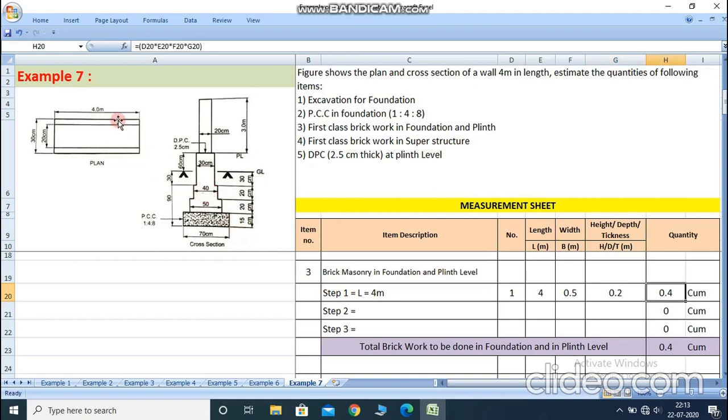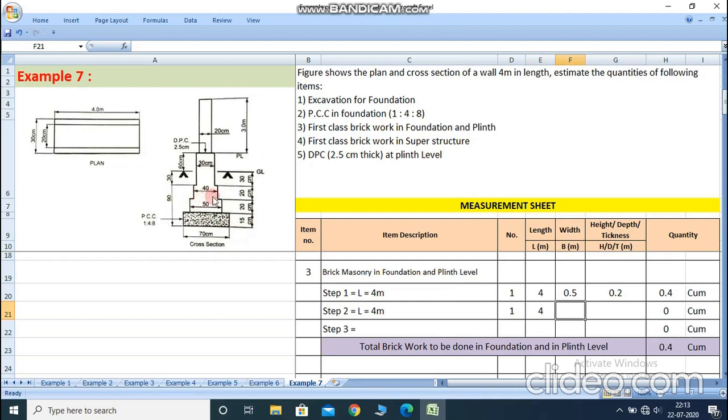The length is already given in the plan. So right here, length is equal to 4 meter. Now here, 1 is already a single wall, we calculated the single wall, and the length is 4 meter, already given in the plan. So right here, 4 meter.